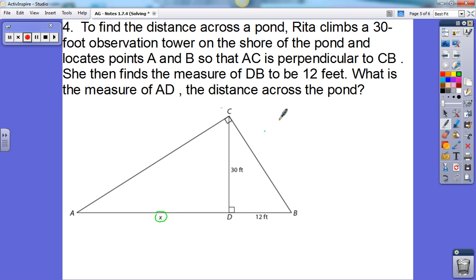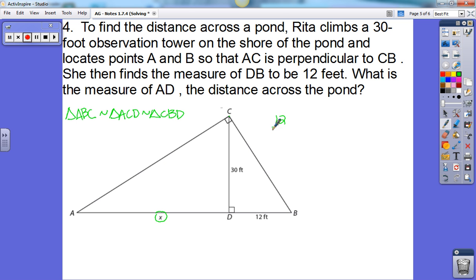So I'm going to look at my similar triangles. Remember we talked about the altitude, which is drawn from the vertex perpendicular to the opposite side. But we've got the altitude, and it divides it into some similar triangles. So we've got triangle ABC is similar to triangle ACD, and we're always labeling that right angle last. And then triangle CBD as well.